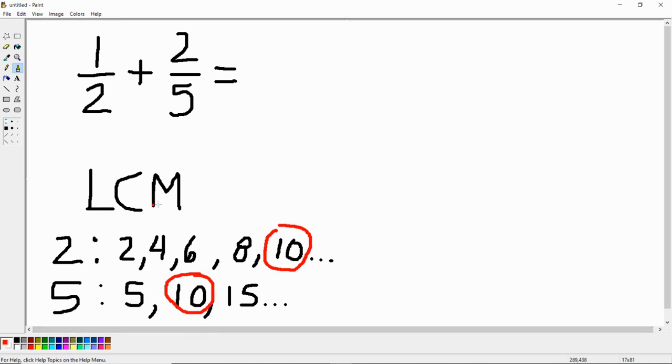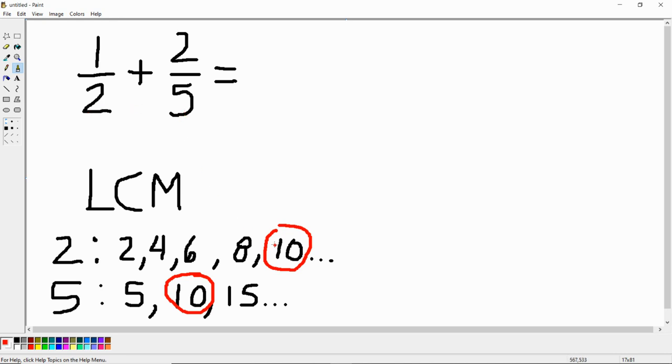So the least common multiple, the lowest common multiple, is the smallest one that's common. What do you mean, common? Well, it's in both lists. It's common to both lists. There's not a 2 in this list down here. There's not a 4 in this list. There's not a 5 in this list. The 10 is common to both lists. So that's our LCM. The LCM of 2 and 5 is 10.